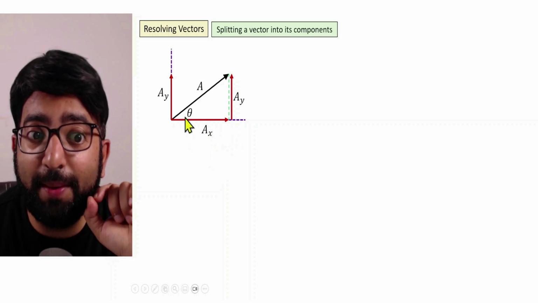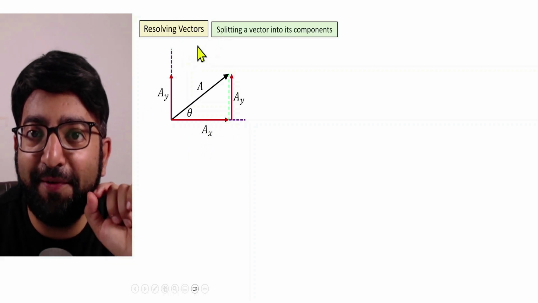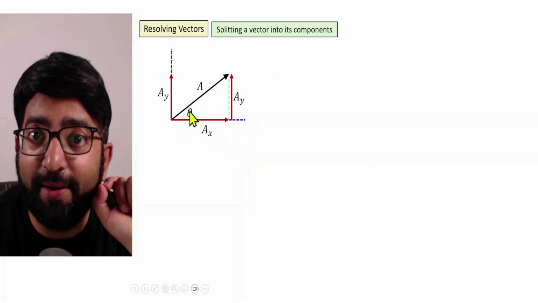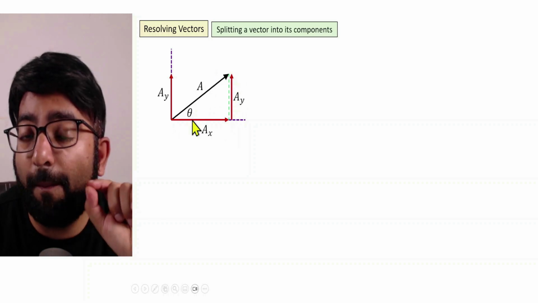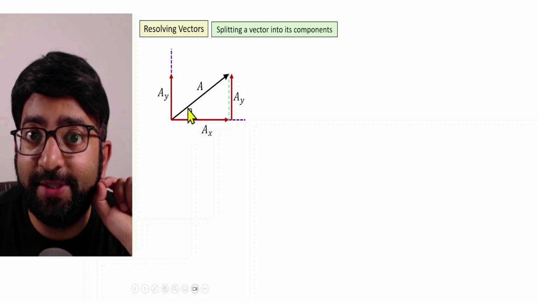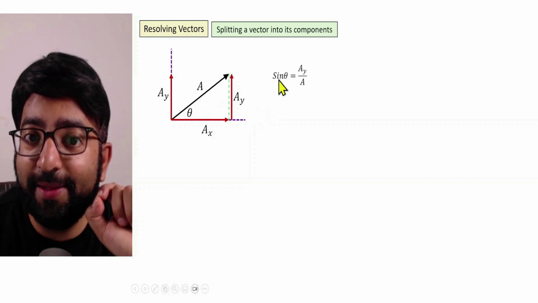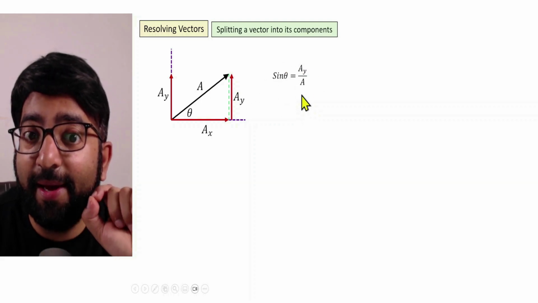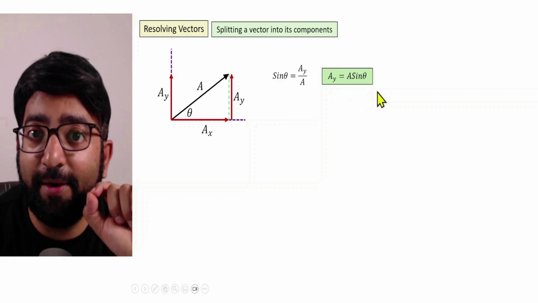Now, how do we figure out the magnitudes of AX and AY? Because that is what we are supposed to do, resolving vectors. So we will be using basic trigonometry. If I use sine theta in this particular right angle triangle, sine theta, remember, is opposite upon hypotenuse. So the side opposite to theta is AY and the hypotenuse is A. So sine theta will be represented as AY divided by A. And let's make AY the subject of this equation. We will get AY as A sine theta.